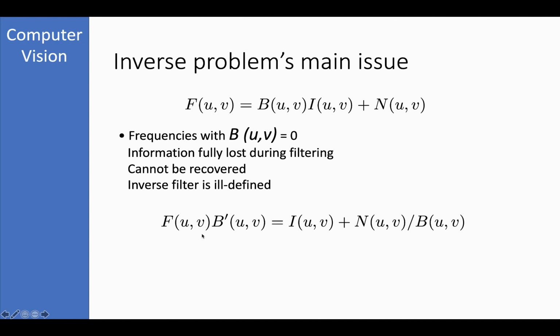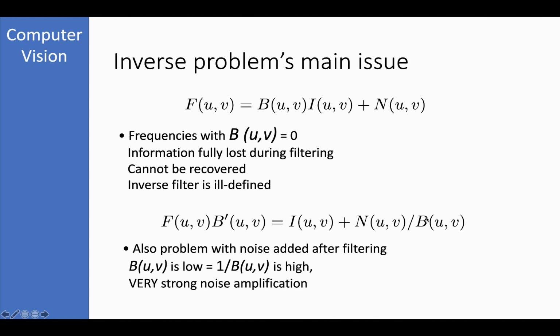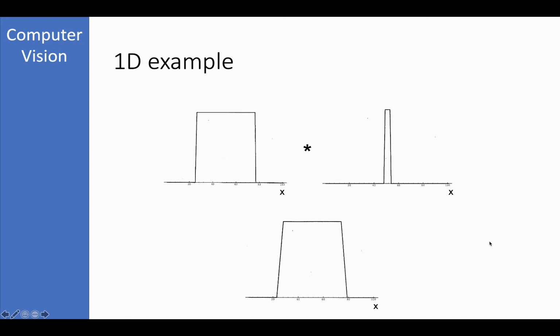So when I do this, effectively, I take this noise and amplify it whenever B(u,v) is very small. So that's actually a problem, because you see that I don't get the image back at the edge locations in the high frequencies. Instead, I will get the noise response amplified.